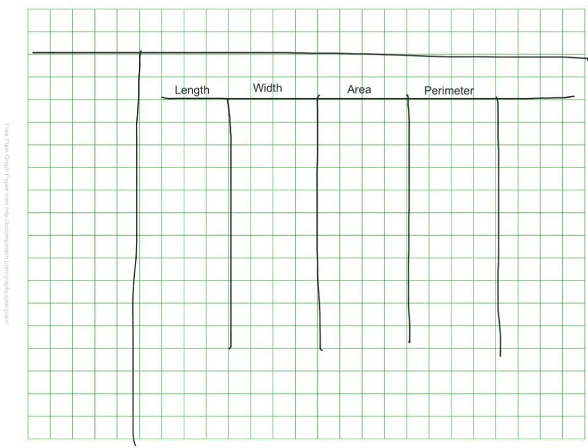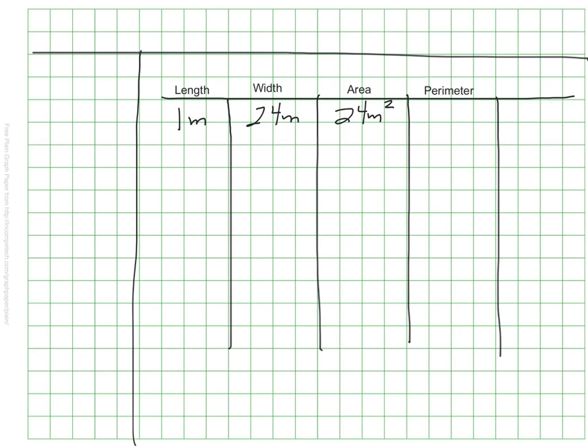So we're going to keep track of our options here in a table. My table has 4 columns that I want you to copy into your journal: length, width, area, and perimeter. The first option that I came up with was a garden that was 1 meter long and 24 meters wide for an area of 24 square meters.